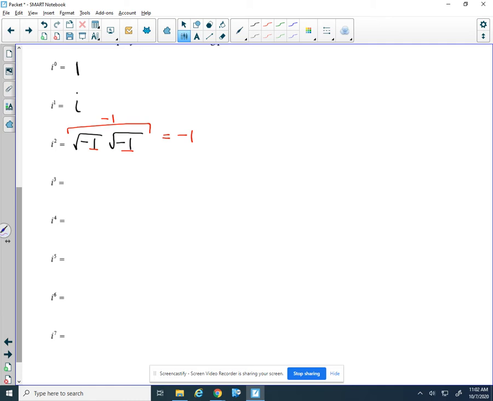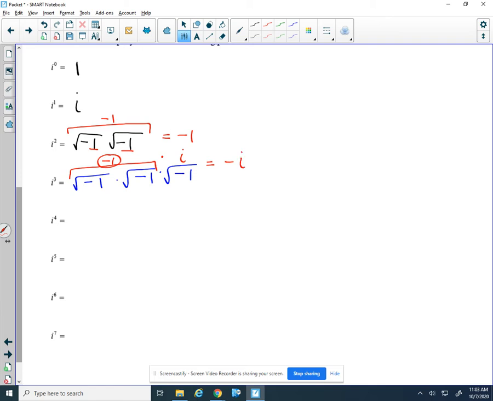Now when we have i cubed, we have 3 square roots of -1 in a row, because that's our definition of i. We know that 2 of them bunch together to make a -1. And one of them by itself, the square root of -1, is just i. So if I take -1 and multiply it by i, I get -1i or -i.